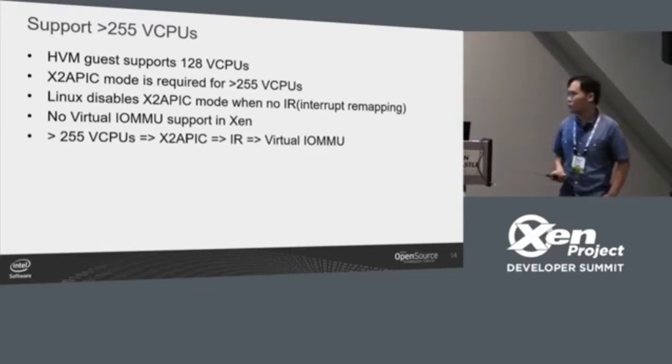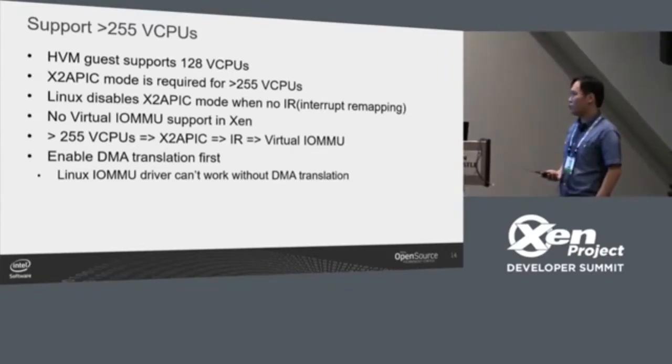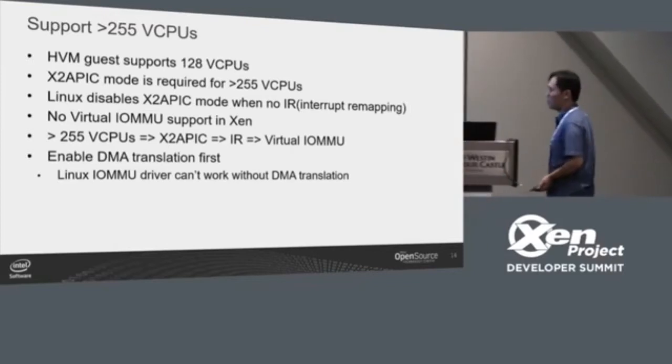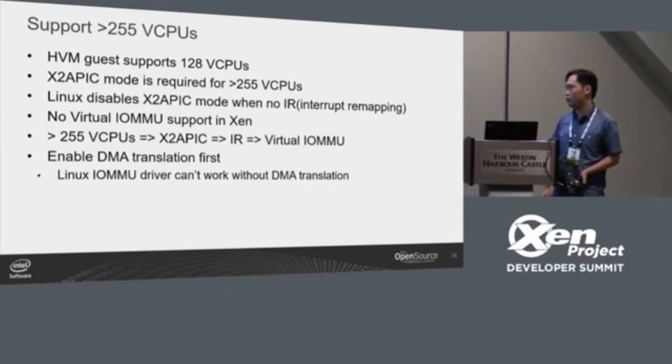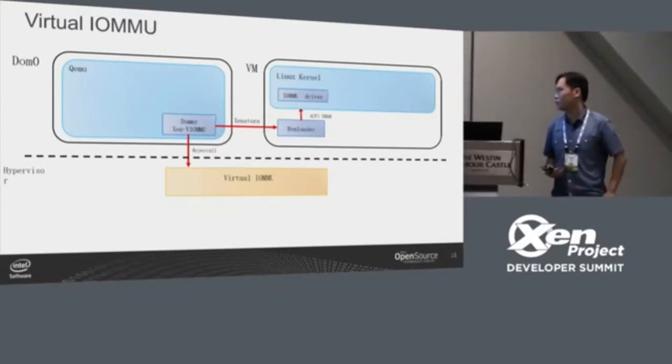There is another driver dependency. Linux IOMMU drivers cannot work without DMA translation. They will fail to probe if there is no DMA translation function. So we need to enable it first, and then the IRQ remapping. We have a high-level design for the virtual IOMMU support. Next, I will go through it quickly.